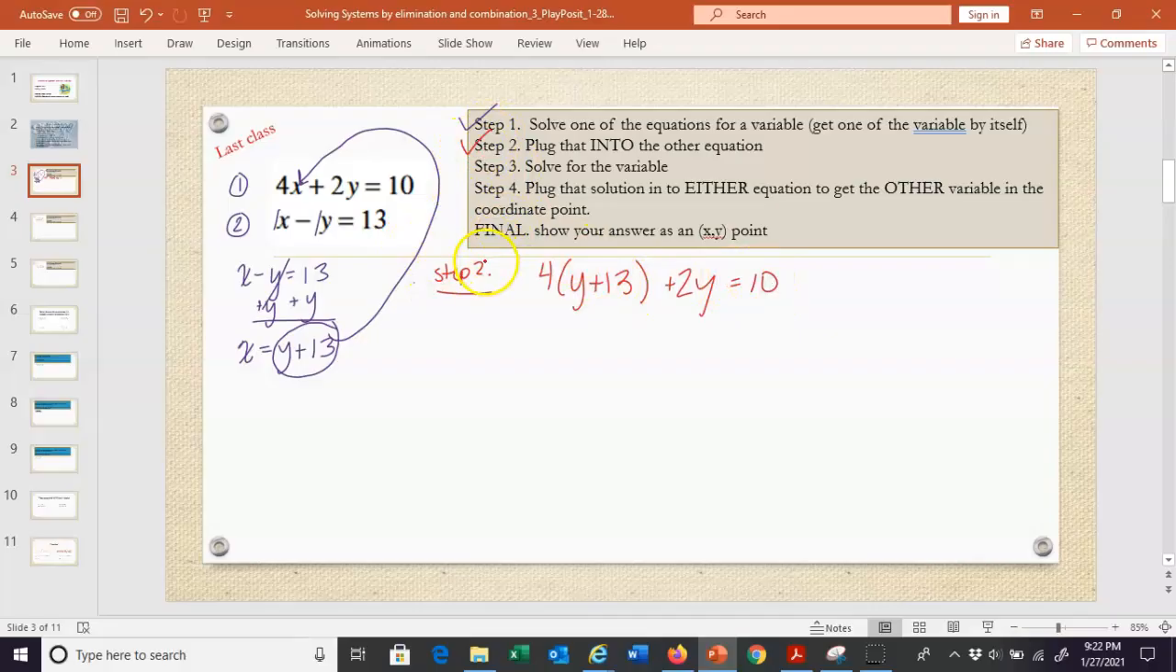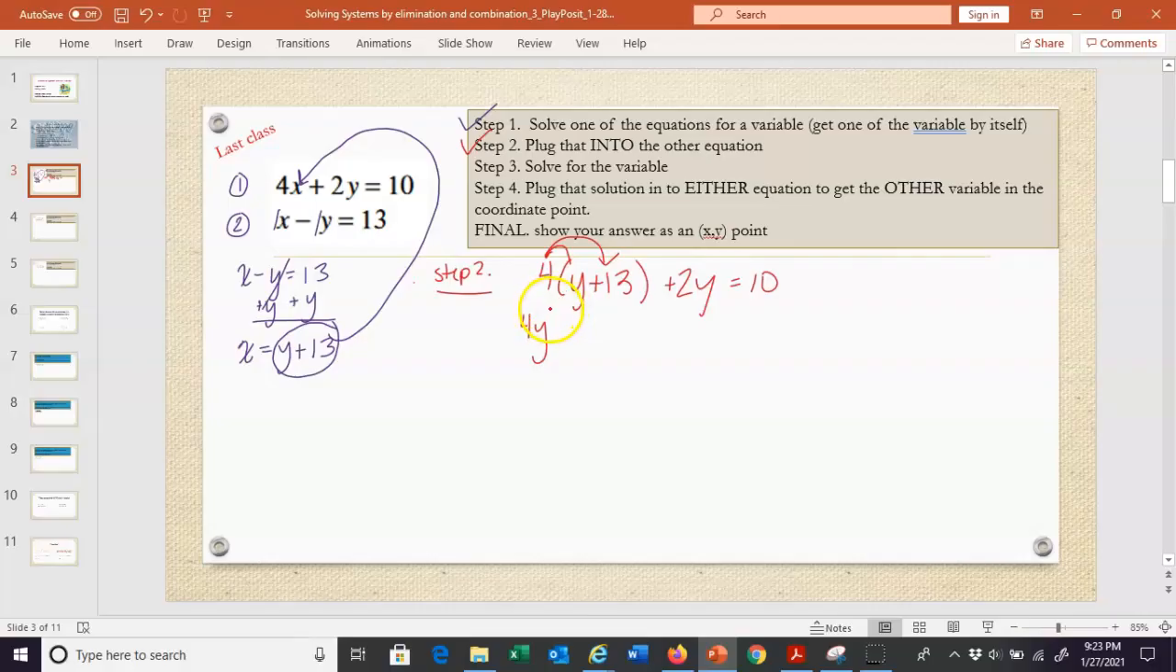Step 3, solve for the variable. So now look, we only have one variable, so we can solve for y. Our goal is to get y by itself. But before we can get y by itself, we have to do all this math, right? You think of PEMDAS or GEMDAS. So we have 4 in front of the parentheses. That means we're going to distribute 4 times y and 4 times 13. Whoa, we're getting some big numbers here.